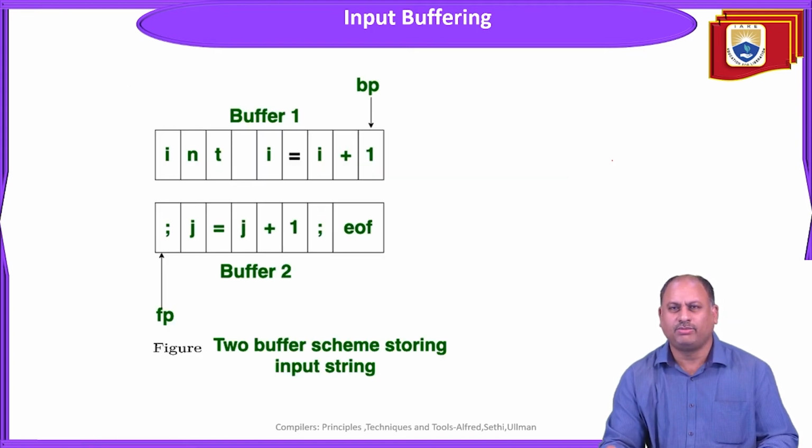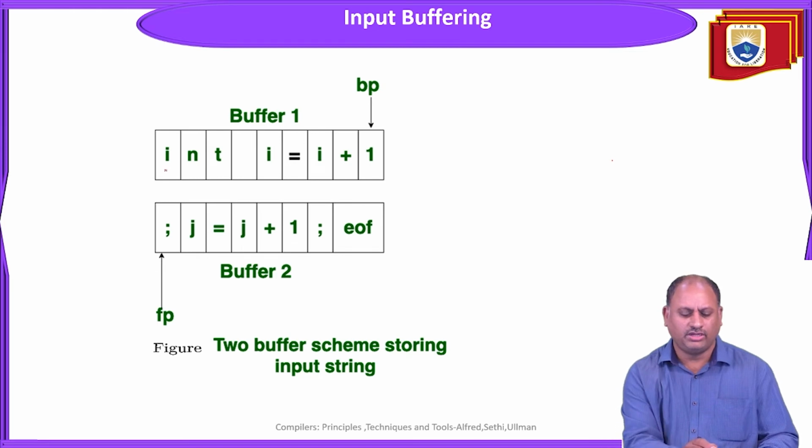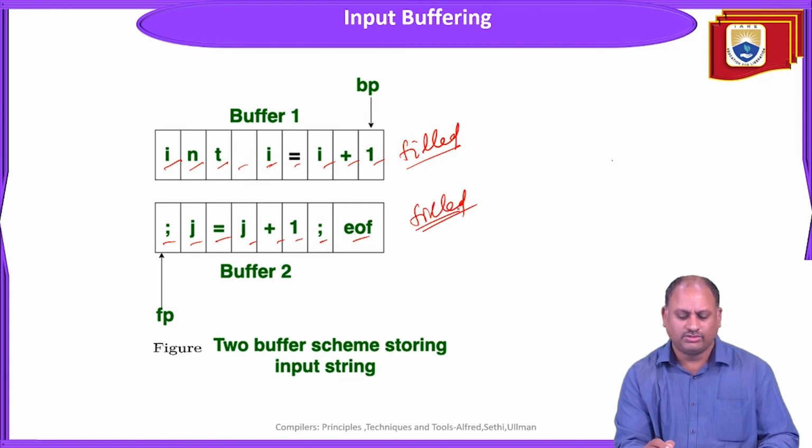For example, here in buffer 1 the contents: int is a separate character-wise input string to be processed inside the lexical analyzer phase of the input buffering mechanism, and then space i equal to i plus 1. So something like this, the contents are filled and the buffer size is filled. And second, semicolon j equal to j plus 1 semicolon end of. So here the second buffer is also filled. So buffer 1 contents are filled, buffer 2 contents are filled.